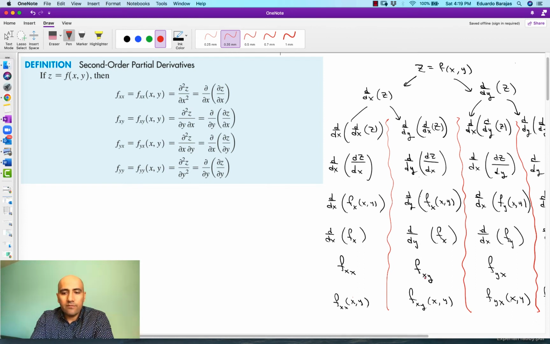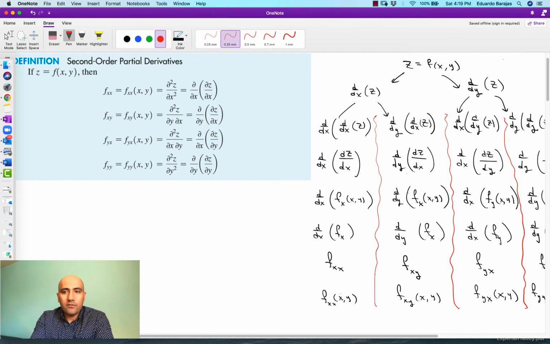So that would be this one, for example. We take the derivative with respect to x first, and then later we take a derivative with respect to y, and that's what this is. X first, then y. And then the other way around here. First we take the derivative with respect to y, and then with respect to x. So derivative with respect to y first, that's this one, and then with x. Good, so that corresponds to this. First find the derivative with respect to y, and then find the derivative with respect to x.